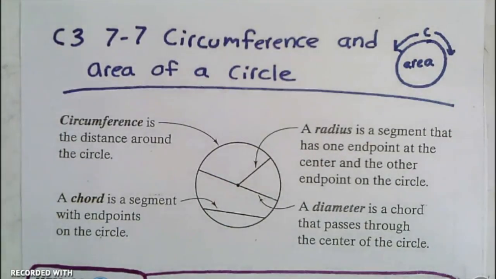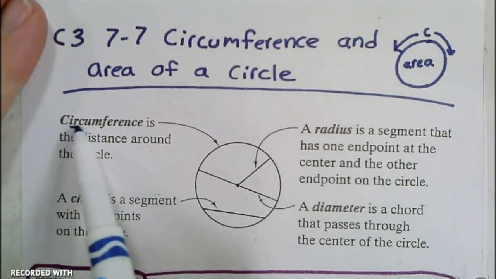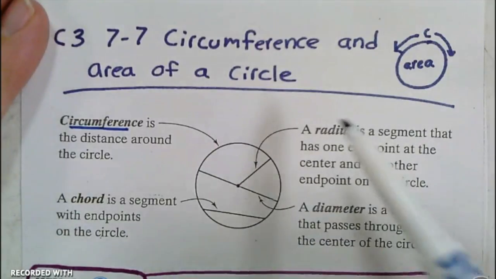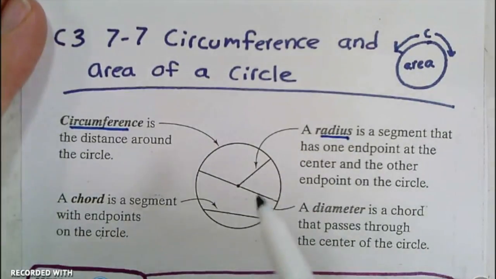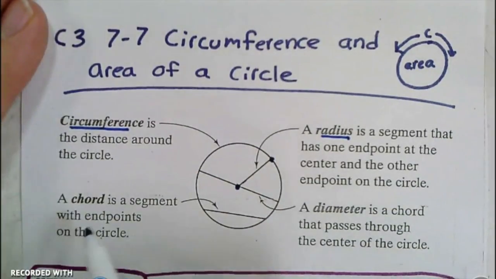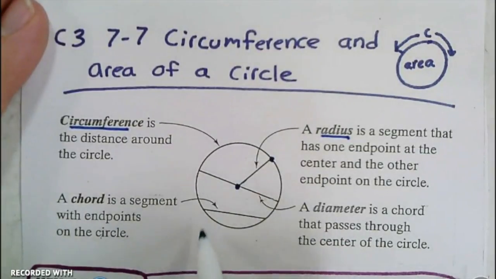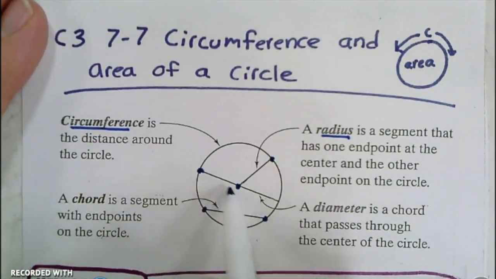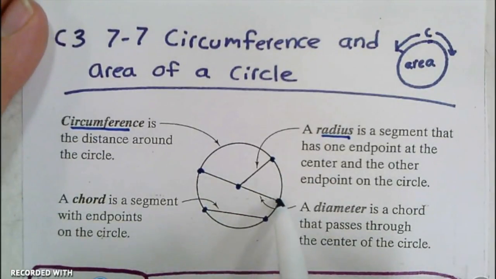So here's our vocab for circles. We've got circumference, that's the distance around the circle. We have the radius, which is a segment that starts in the middle and goes all the way to the perimeter. We have a chord, which is a segment that has two endpoints on the circle, but does not go through the middle. And we have a diameter, that's a chord that passes right through the center.